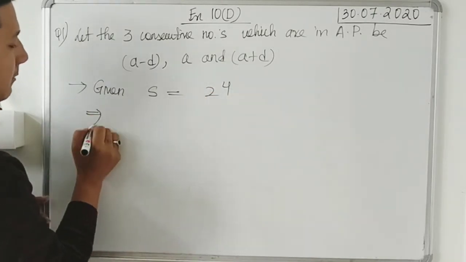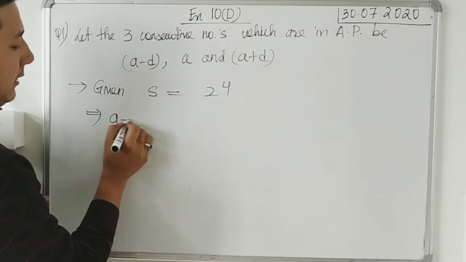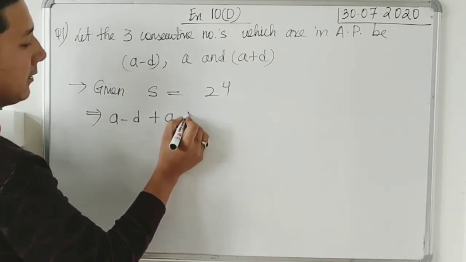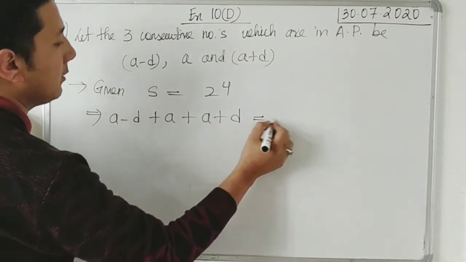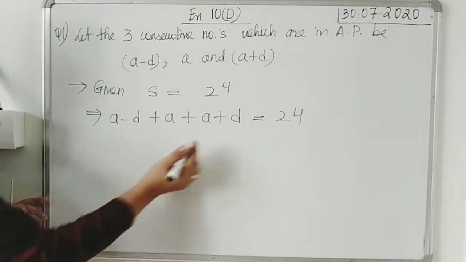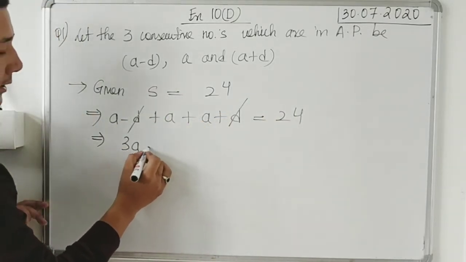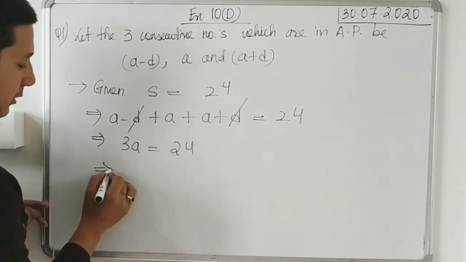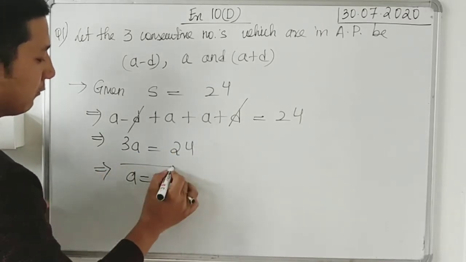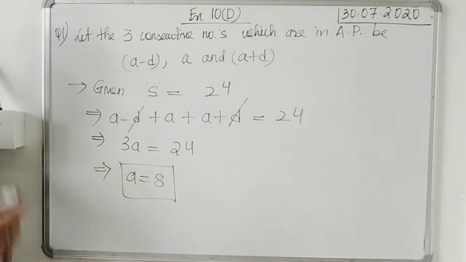Now what do you mean by sum? Sum means add these three. A minus D plus A plus D is equal to 24. So clearly we can see minus D and plus D get cancelled out. Therefore 3A is equal to 24, which gives A equals 8. So I got the first term, right? This was the first condition. I got the first term, which is 8.